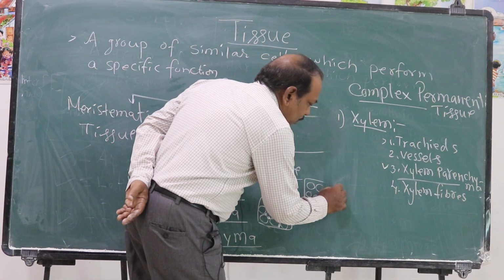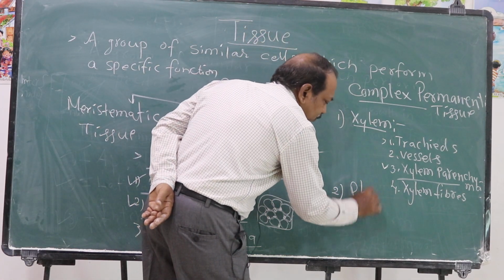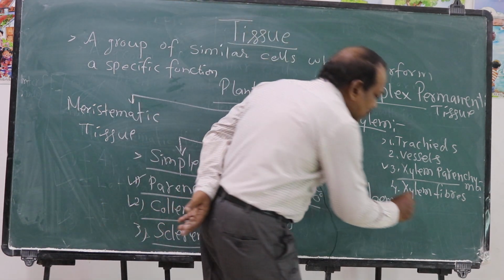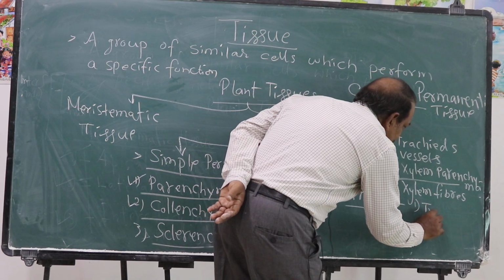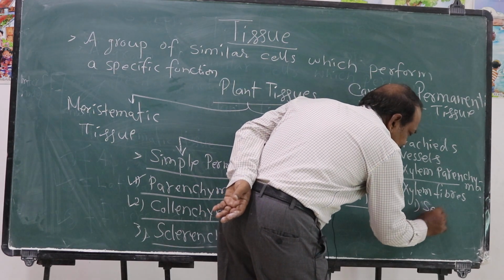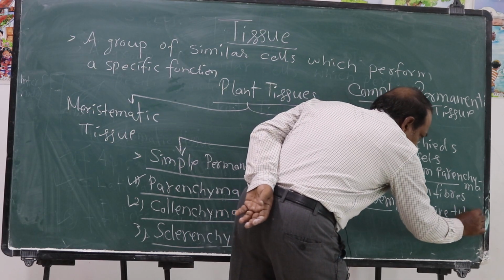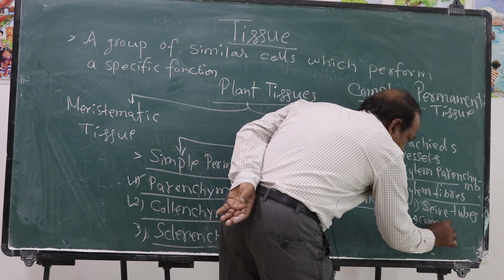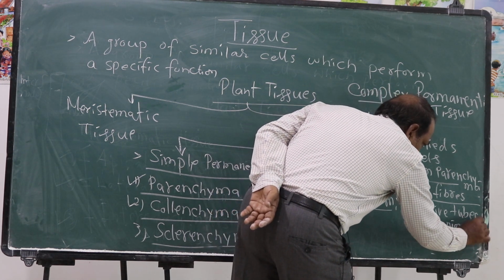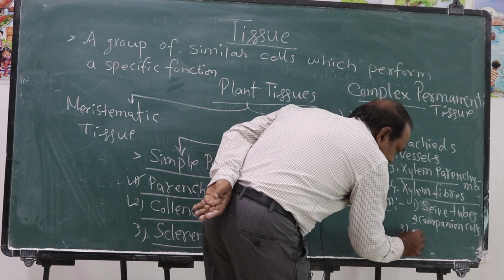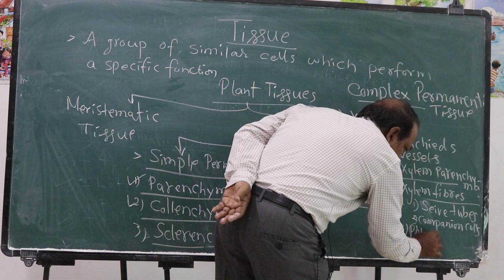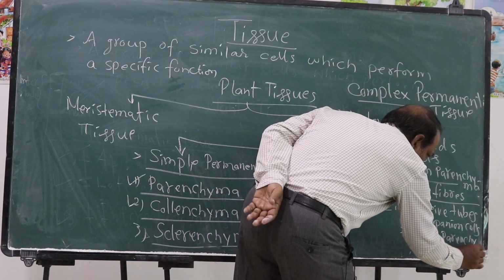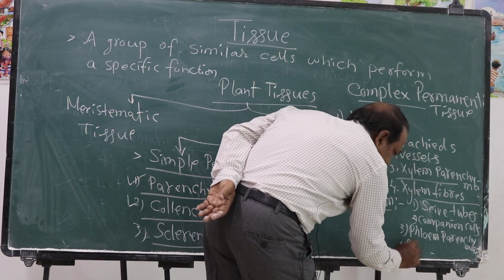The second type of complex permanent tissue is phloem. Phloem is also complex because there are four types of cells present in it: tracheids, sieve tubes, companion cells, phloem parenchyma, and phloem fibers.